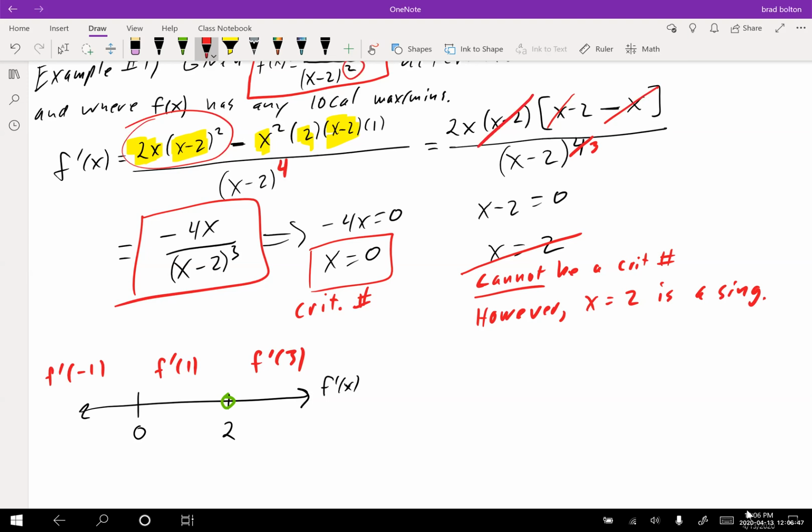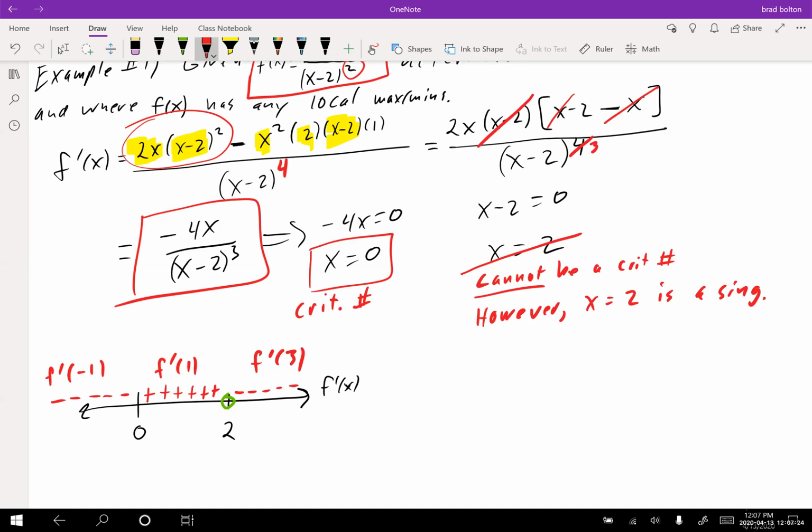So the top will become -4 times -1, which would be positive, and the bottom would become negative. So a positive divided by a negative is negative, so we do minus, minus, minus. Now I'm going to plug 1 in. When we plug 1 in, we get -4 times 1, which is -4, over 1 minus 2, which is -1 cubed, still going to be negative. So we end up with a negative over a positive, which is a positive. Okay, now let's plug 3 in. We get a negative over a positive. So we know that's negative.